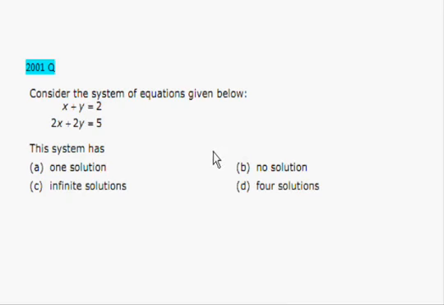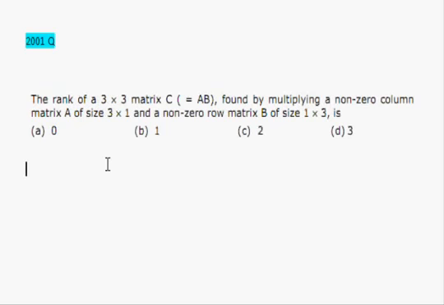This is the 2001 question. x plus 2y equals 2 and 2x plus 2y equals 5. Here, if you divide, the second becomes x plus y equals 2.5. So the two equations say different things: x plus y equals 2 and x plus y equals 2.5. So definitely there is no solution. B is the correct answer.